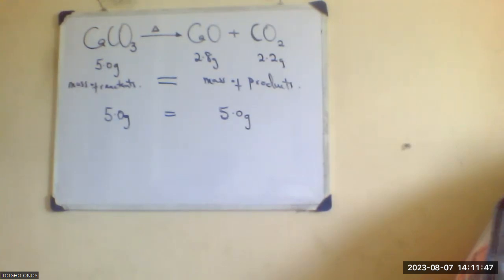0.1820 gram of magnesium on burning with oxygen yielded 0.3020 gram of magnesium oxide. Full stop.